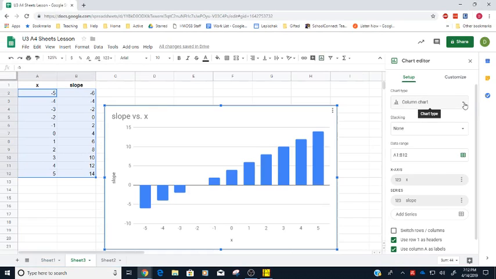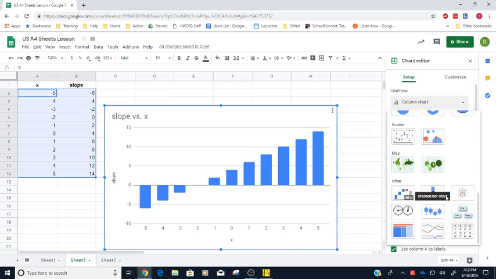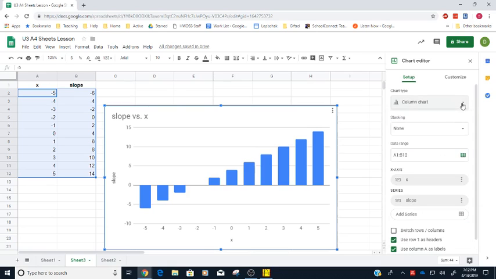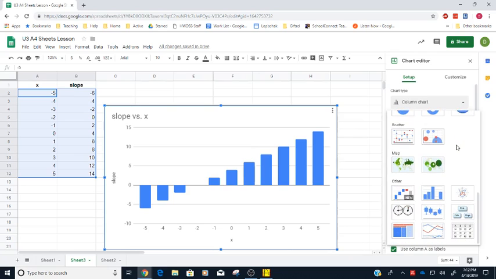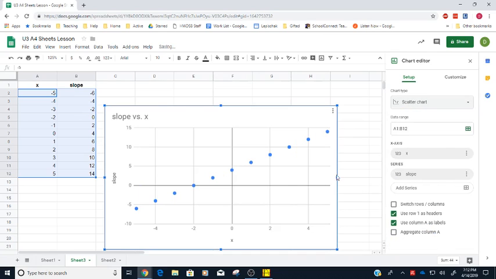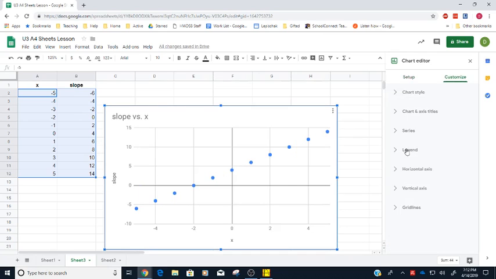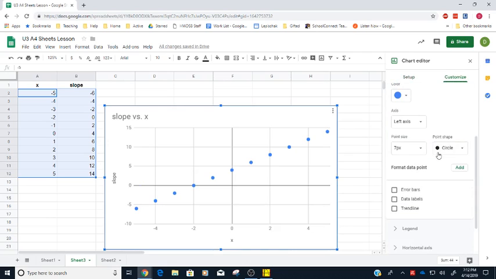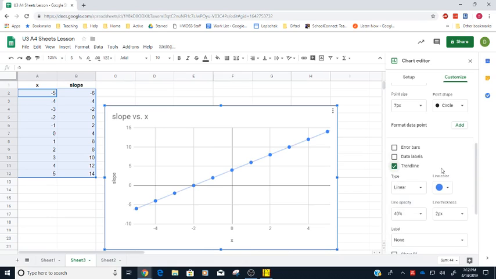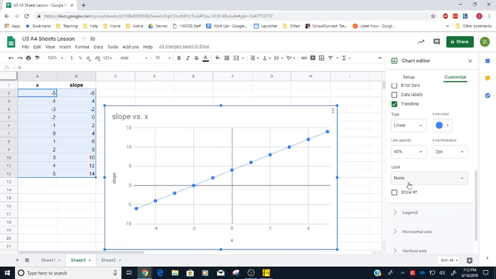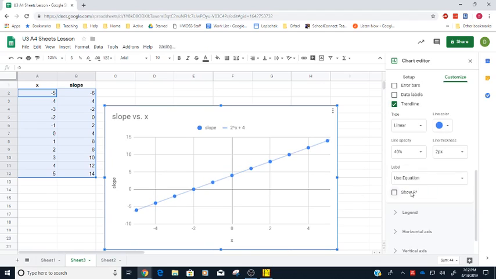We don't want that kind of graph. We want a scatter plot. Suggested, that's fine. There we go, scatter plot, good. And then we can put in a trend line right there. It's going to be linear. There, it fills it right in. And let's label it with the equation. And there it is. It says that the equation there is 2x plus 4. So that's going to be the equation of our derivative function, 2x plus 4.